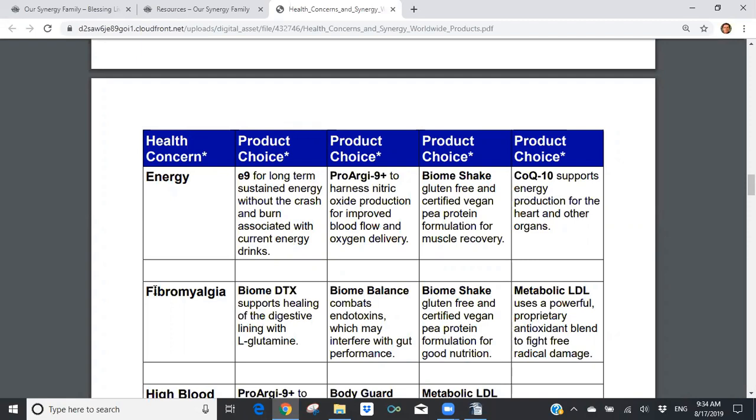So where do you want to stop the invasion? You want to stop the invasion in the gut. You want to stop it by changing the way that food is processed, and you want to be able to begin to heal a leaky gut, which is allowing those toxins to get into the bloodstream. So Biome DTX would be the first choice. Biome Balance would be another great choice. Biome Shake, you most likely want to introduce it slowly into the person's system, and then metabolic LDL.